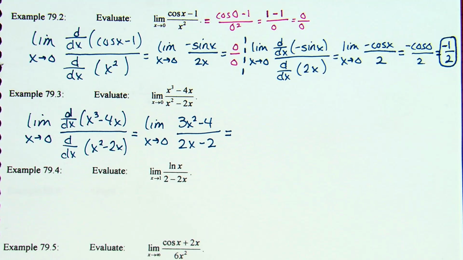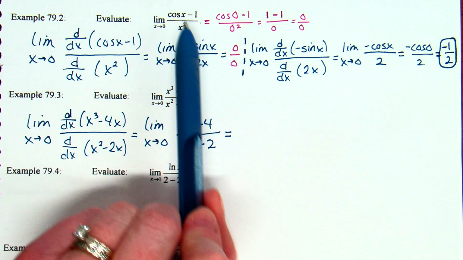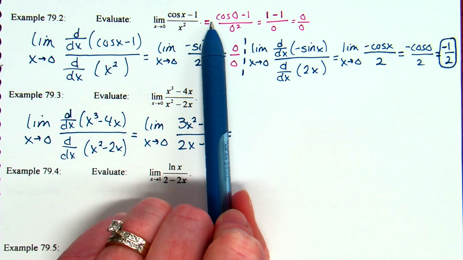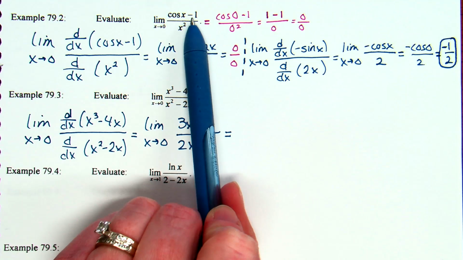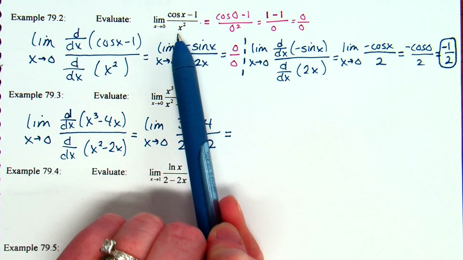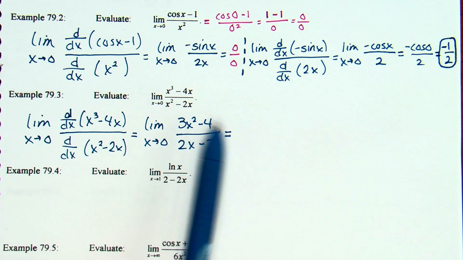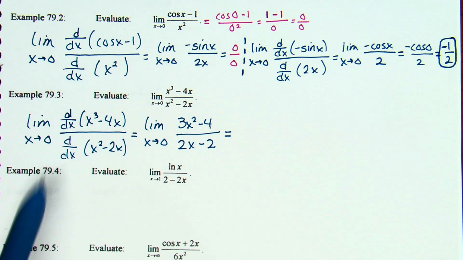I think you have to show... Trying to think AP test here. One thing I haven't really talked about today, I focus on it more later, but one thing you have to show on the AP test is why you need to use L'Hopital's rule. They always tell us that you need to show that the limit as x approaches 0 of cosine x minus 1 equals 0, and you need to state that the limit as x approaches 0 of x squared equals 0, or in this case, the limit as x approaches 0 of x cubed minus 4x equals 0, and the limit as x approaches 0 of x squared minus 2x equals 0. You have to state those as separate entities.